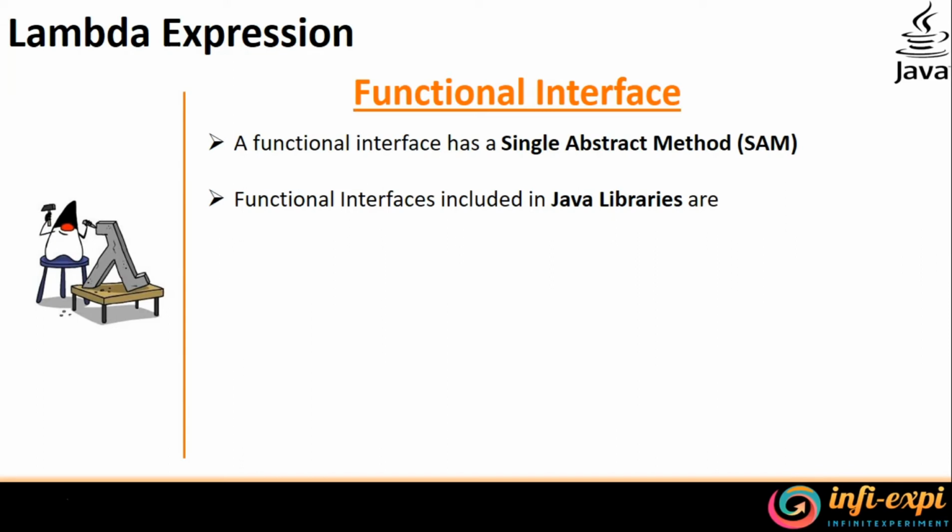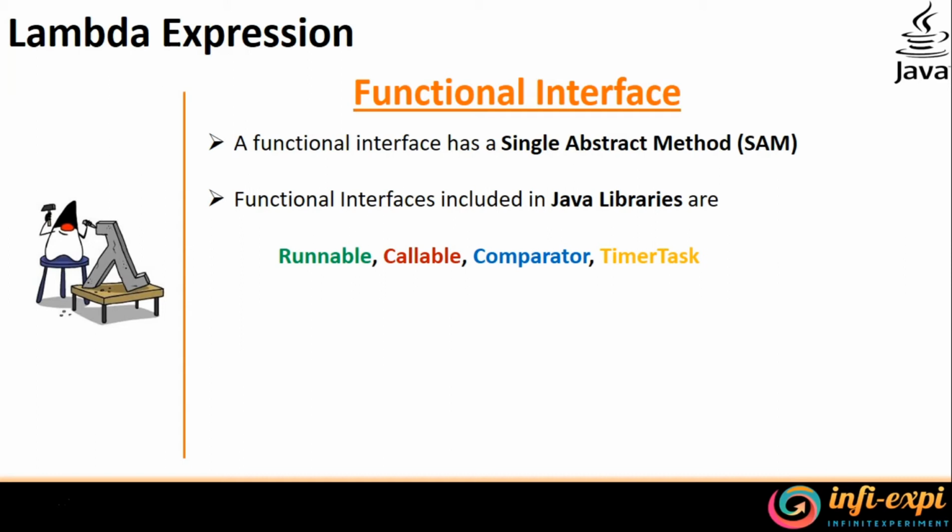Functional interfaces are included in Java libraries. There are predefined functional interfaces included in the Java libraries, for example, Runnable, Callable, Comparator, TimerTask. All these are instances of functional interfaces. If you take the Runnable interface, as we saw in the demo of our earlier video where I implemented the Runnable interface, how many abstract methods were there in the Runnable interface? Only one abstract method.